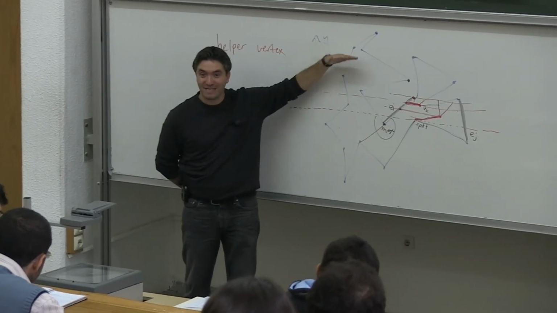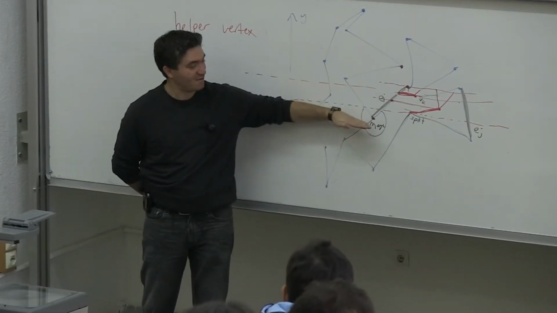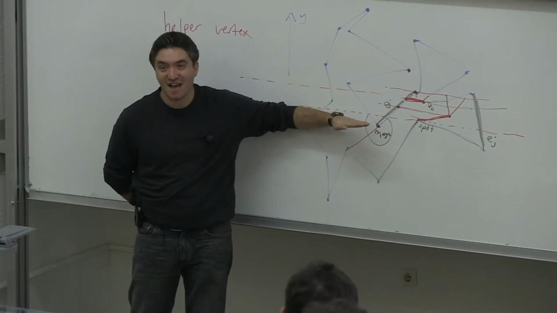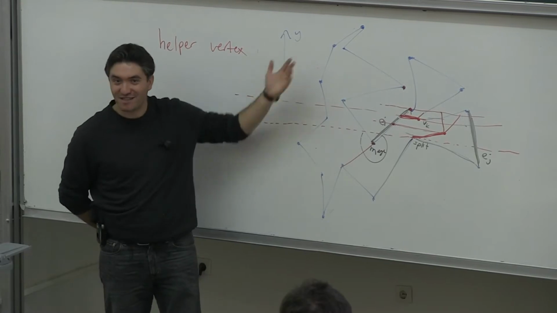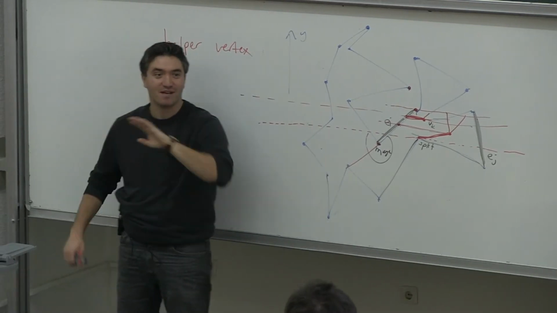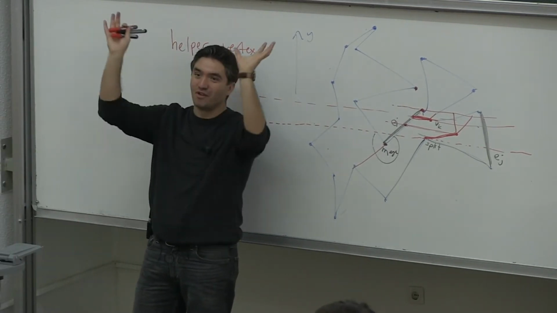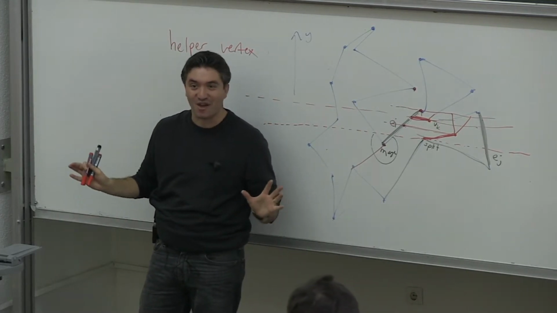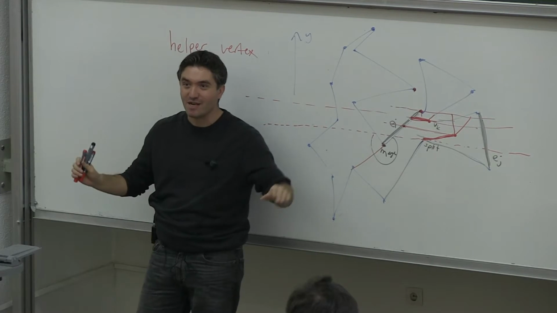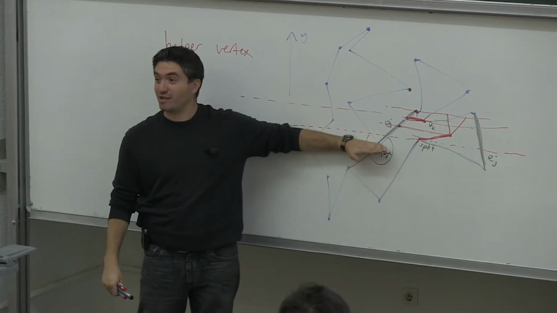But we are doing plane sweep. When I come to this merge vertex, I have no information about what is under me. That's the main thing about plane sweep. You have processed everything that is above the sweep line, and you don't have any information about what is going on underneath the sweep line. Now that's the problem with merge vertex.